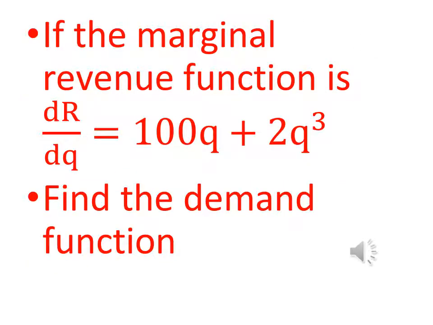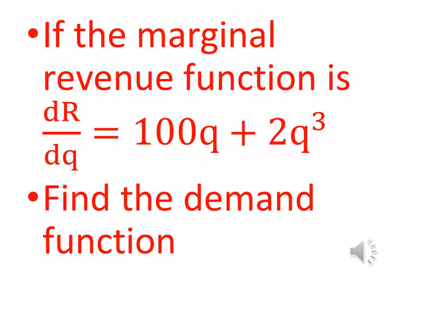Also, if the marginal revenue function, dR/dq, is 100q (q is the quantity) plus 2q^3, find the demand function. The demand function is the revenue. So to get the revenue, we have to integrate 100q plus 2q^3.